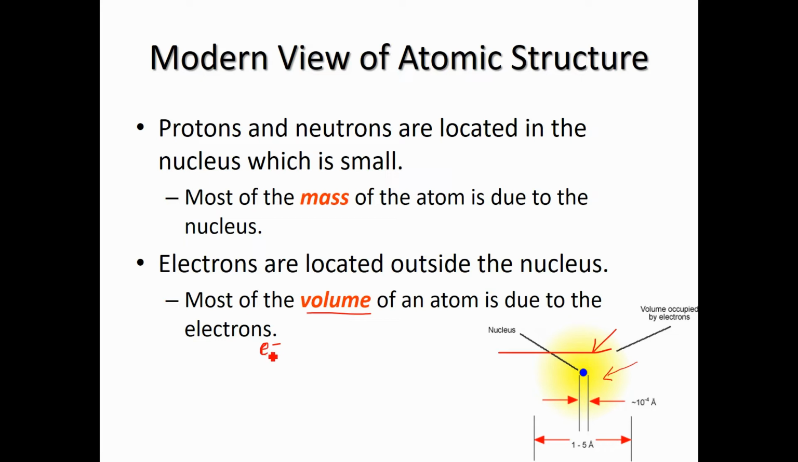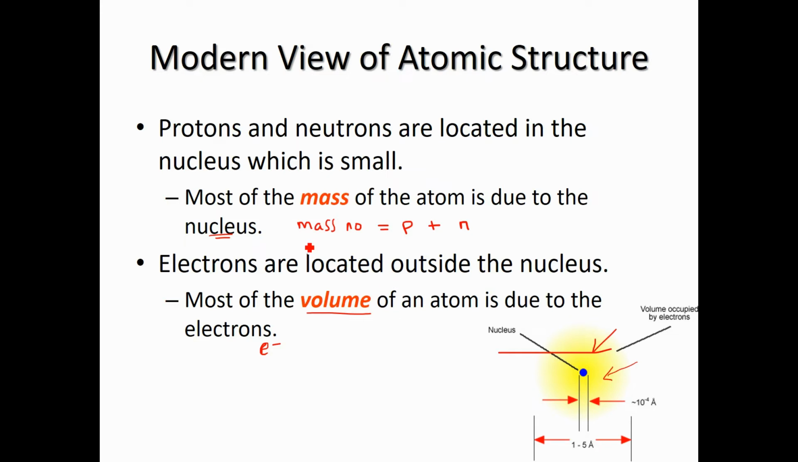Like charges repel, so you get a greater volume outside because the electrons want to occupy the maximum possible space available. Okay. Most of the mass of the atom is due to the nucleus. Again, because protons and neutrons are heavier than electrons. So if you want to find the mass number of an element, you'll have to sum up the number of protons and number of neutrons.